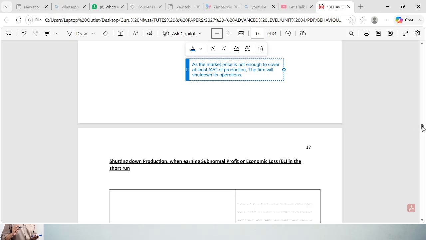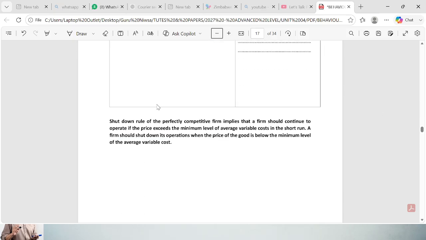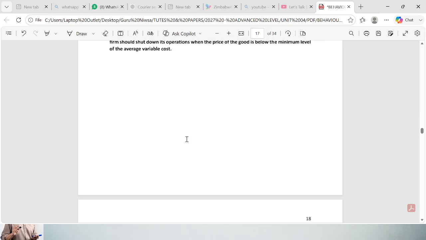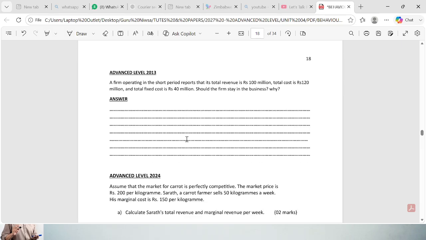Next point. Remember this point also. Shutdown rule of the perfectly competitive firm implies that a firm should continue to operate if the price exceeds the minimum average variable cost in the short run. A firm should shut down its operation when the price of the good is below the minimum level of average variable cost. There's a second paper question, page number 18. Let's do it.